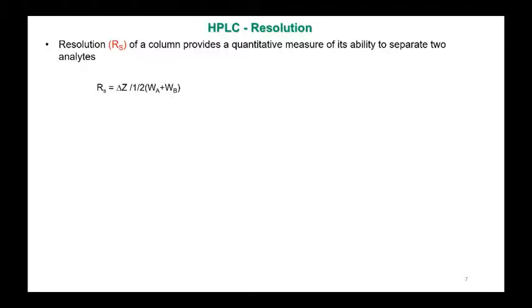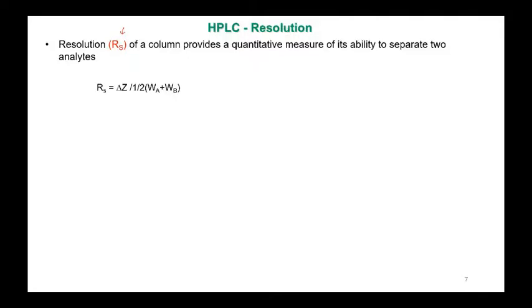We have a terminology called resolution, which is termed as RS. This RS of a column provides a quantitative measurement of its ability to separate two analytes. When you have two analytes, I mean two peaks you are expecting, how nicely the two peaks are being separated, we call it the resolution ability.